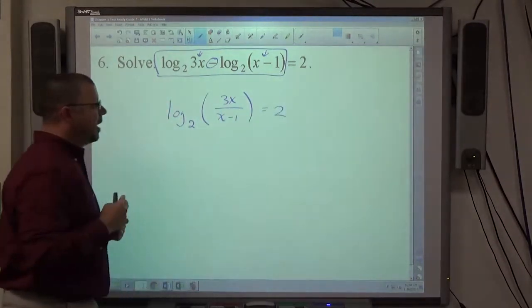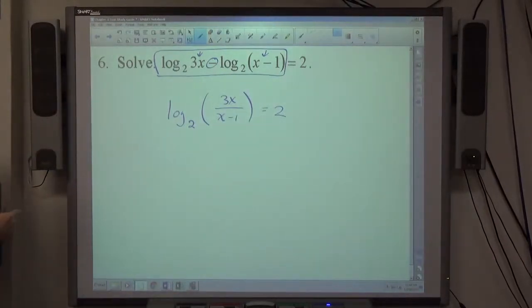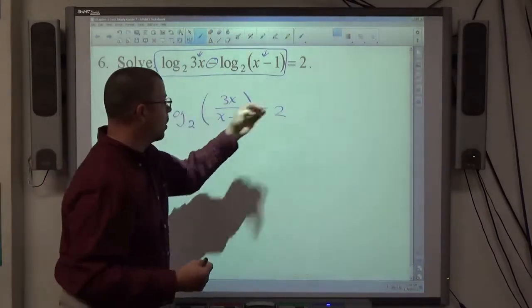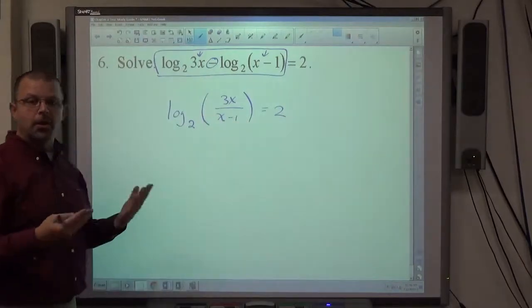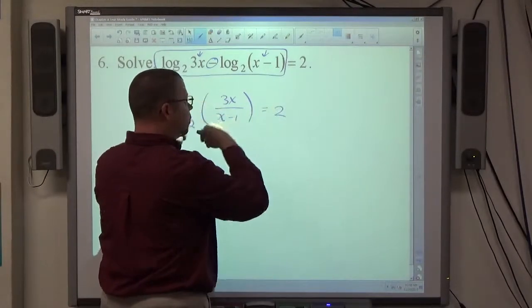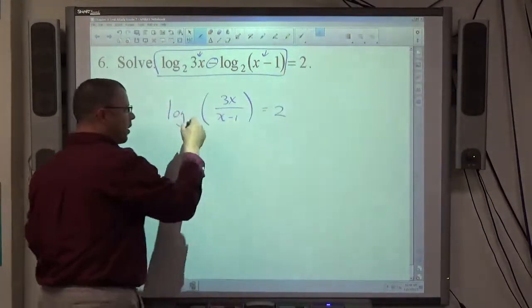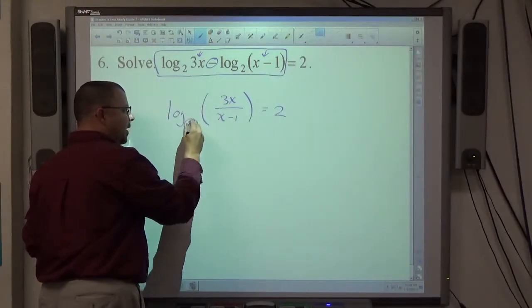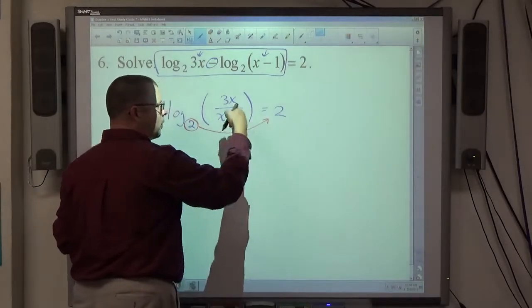Now, again, there are two types of logarithmic equations. One is log equals log. If that's the case, argument equals argument, and you're ready to go. This one is log equals number, so this base raised to that power is equal to that argument.